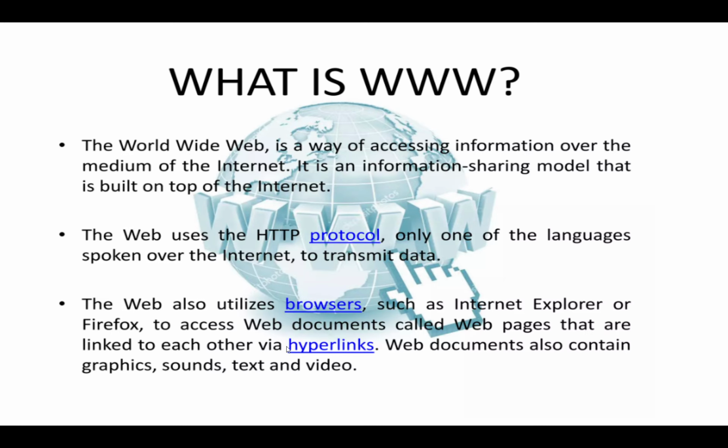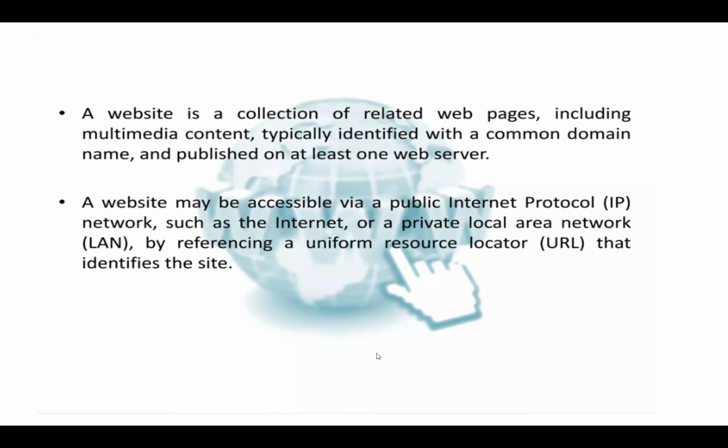Web pages link to each other. A hyperlink is a link between web pages. A website is a collection of related web pages, including multimedia content, typically identified with a common domain name and published on at least one web server. A web server may be accessed over a public Internet Protocol (IP) network such as the internet, or a private local area network, by referencing a Uniform Resource Locator (URL) that identifies the site.